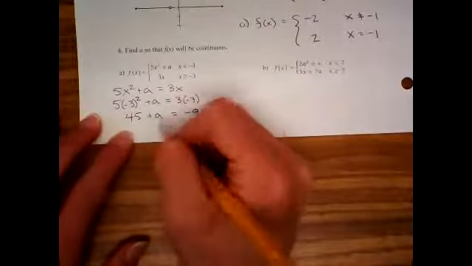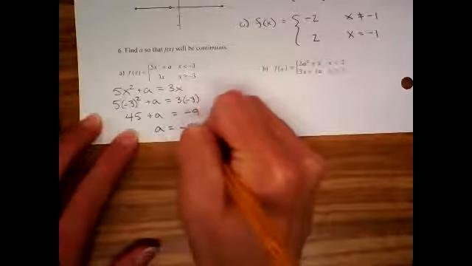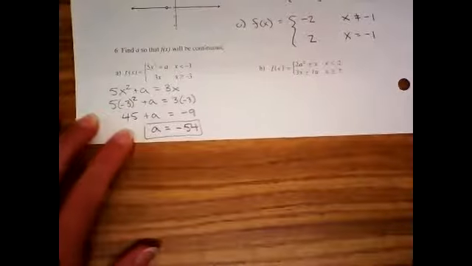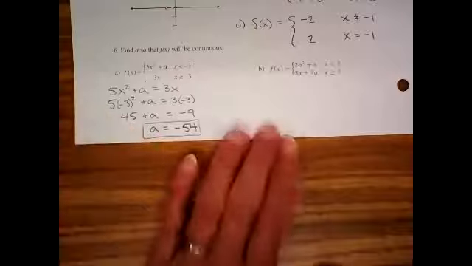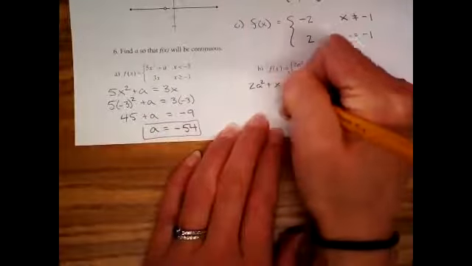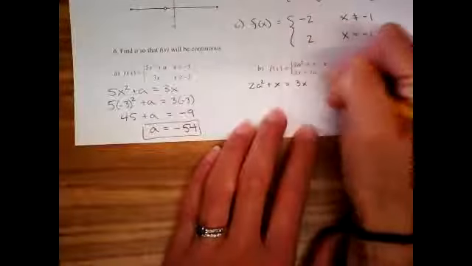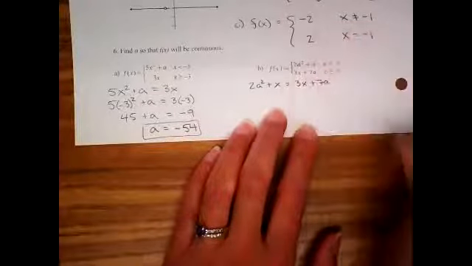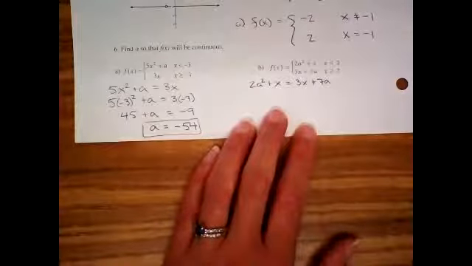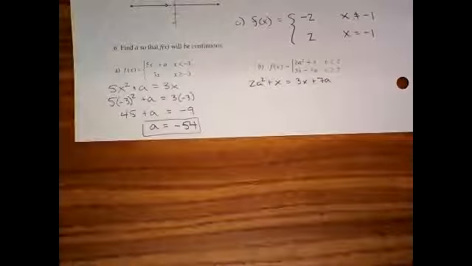All right, and then you're going to subtract over the 45. So A would be -54. All right, and then same thing here. Again, if you want it to be continuous, you just want the two pieces to meet up. So you're going to take that 2A squared plus x equals 3x plus 7A. You're just setting them equal. And then what do we plug in for x this time? 2. Plug in 2 everywhere that there's an x.